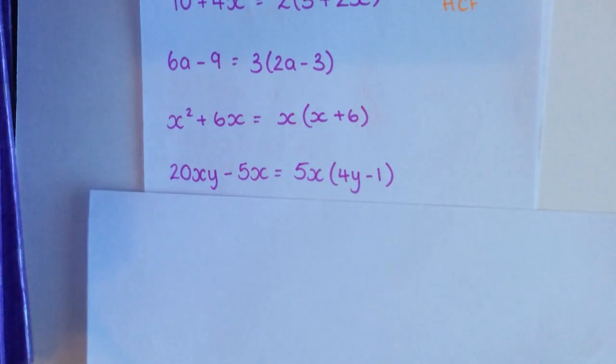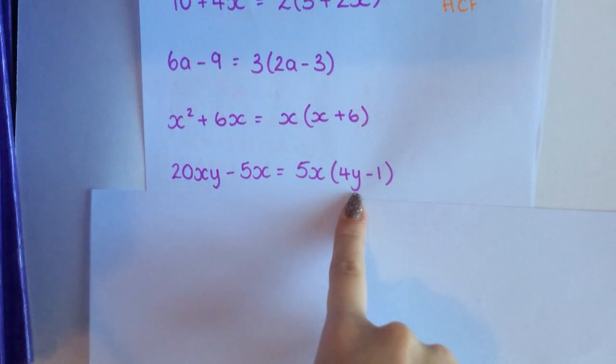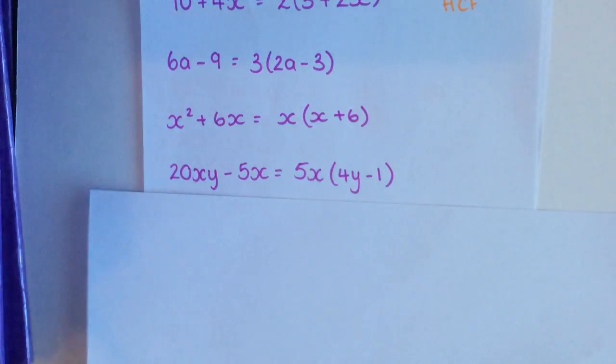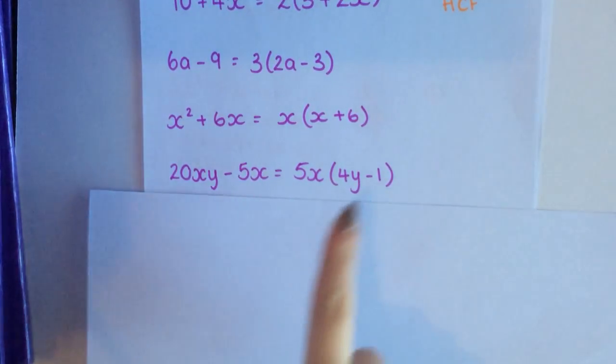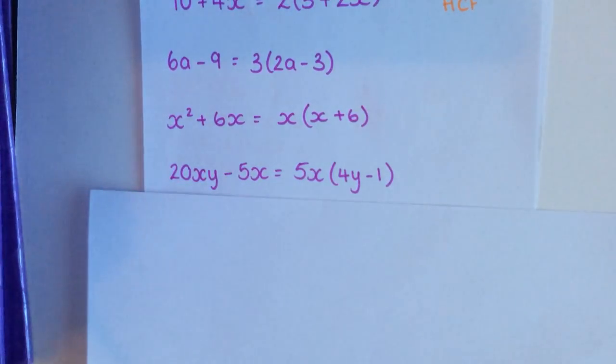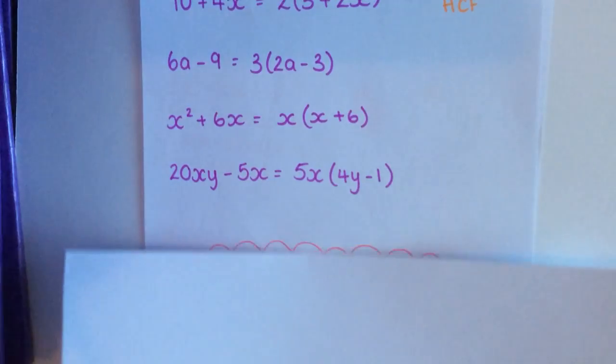Now, what do I need to multiply this 5x by to give me 20xy? So what do I need to multiply 5 by to give me 20? It would be 4. With my letters then I've got xy, so what would I need to multiply by to give me xy? So I would need to multiply by a y. 5x multiplied by 1 would give me 5x, but it's a negative there, so I need to remember positive multiplied by negative, I would need a negative.